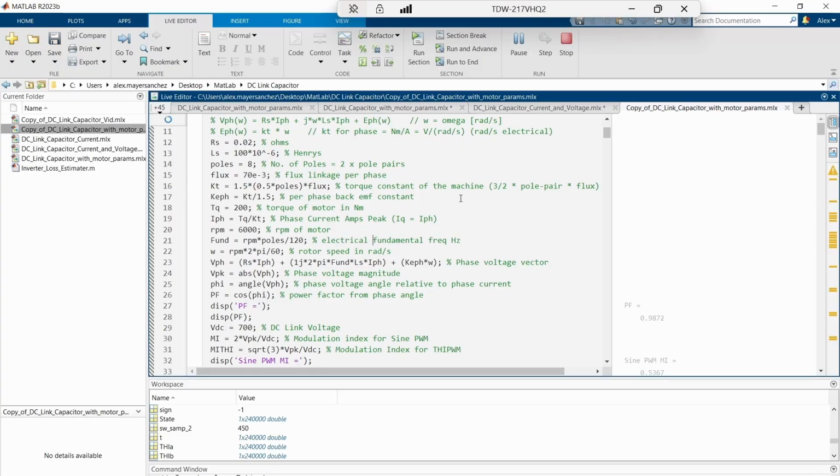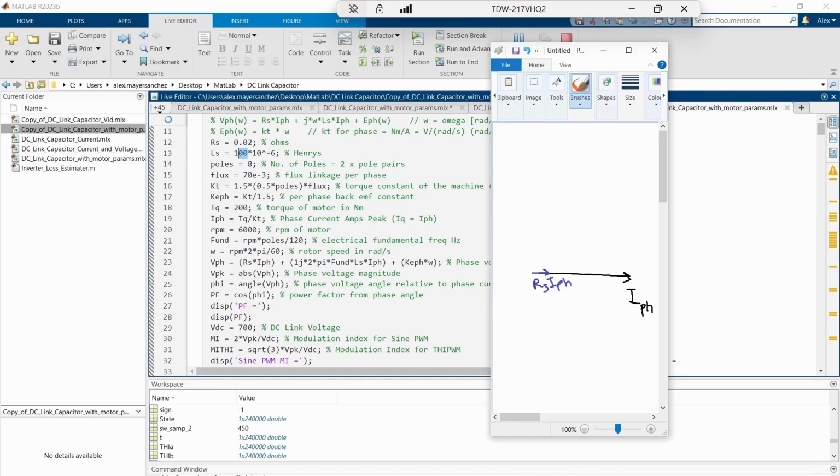Alright, let's start running this. Ooh, that ruined the power factor, huh? But I guess that makes sense. So yeah, so then we have J times 2 times pi times fundamental times LS times I phase.